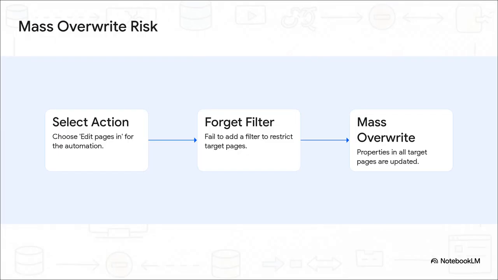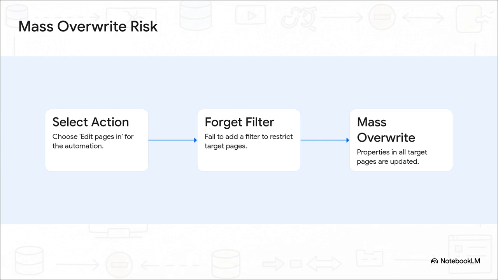Let's walk through this complete nightmare scenario step by step. Step 1, you select the Edit Pages action in your automation builder. Step 2, you're in a rush, right? So you forget to add a filter to restrict the target pages. Step 3, the trigger fires and bam! You accidentally overwrite hundreds of database records. Why? Because the default behavior of this action is to update properties in all pages in the target database.